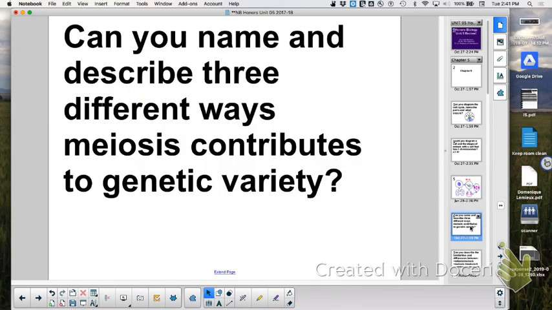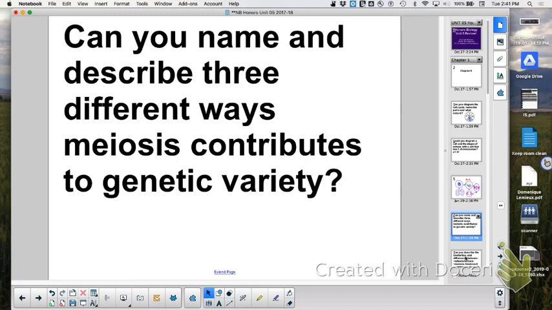Next, can you name and describe 3 different ways meiosis contributes to genetic variety and variation? Let's hear some ways. Crossing over, which occurs when? Prophase 1 of meiosis. Second way? Independent assortment, which occurs when? Metaphase 1 of meiosis 1. What's the third one? Fertilization, because you don't know what sperm is going to get together with what egg. And then you can have that variety.